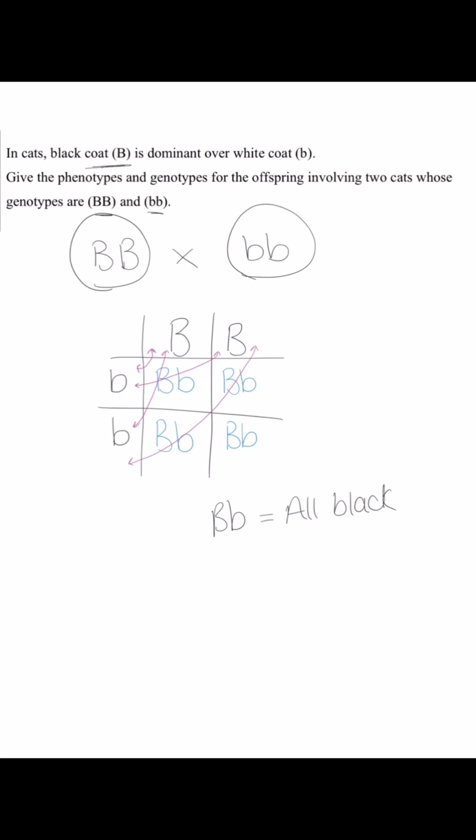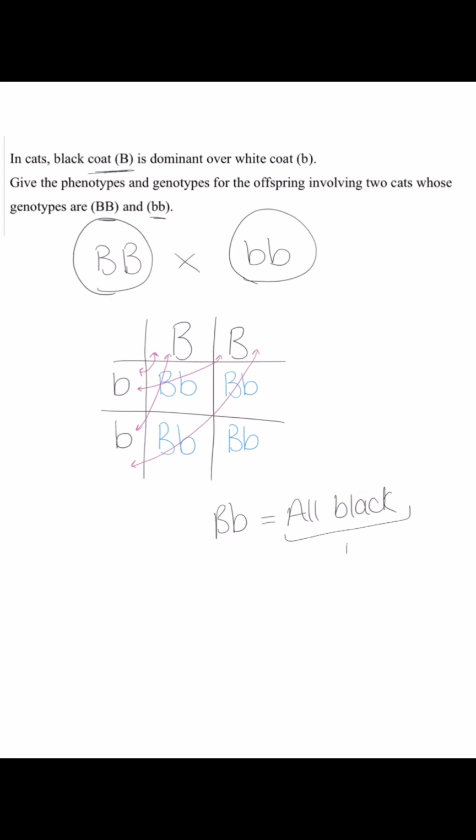It's important that when you're writing the genotype out that you write the capital letter first instead of the small letter, because it gets you into a good habit when the questions get harder. So the phenotype is that they're all black, and the genotype is that they are all big B, small b.